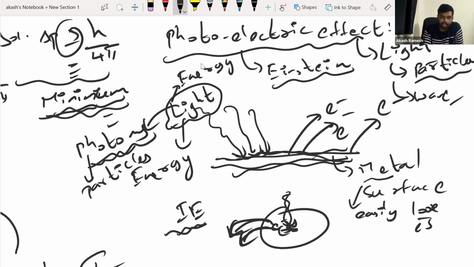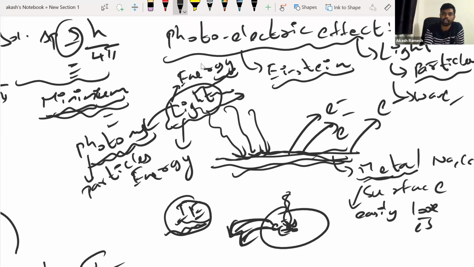Now this ionization energy is provided by the energy possessed by the light. This light, I told you, is going to have some energy. Now that energy is more than the ionization energy of this particular metal. Say for example, it can be sodium or cesium. They generally have low ionization energy.